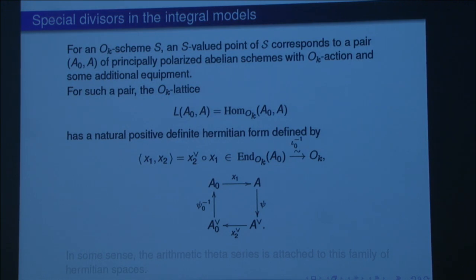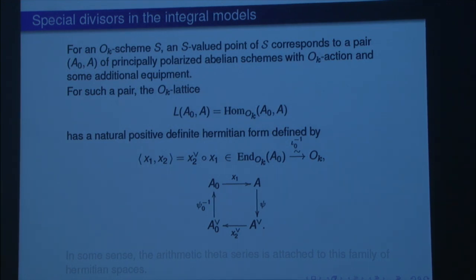And it turns out that this space has a natural Hermitian form on it, defined using the polarizations. Namely, if I have a pair of homomorphisms from A_0 to A, I apply x_1, I apply the principal polarization, which is an isomorphism here. I come back by the dual of x_2, and then I come back by the inverse of this principal polarization, which is an isomorphism here. Altogether, you get an O_K-linear endomorphism of A_0. But of course, A_0 is an elliptic curve with an O_K action. And so if you have an O_K-linear endomorphism of such a thing, it's given by multiplication by something in O_K. So you simply take that element of O_K, and that altogether defines a Hermitian form on the space of such homomorphisms.